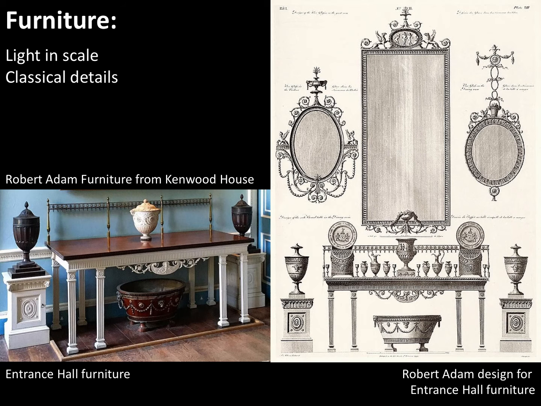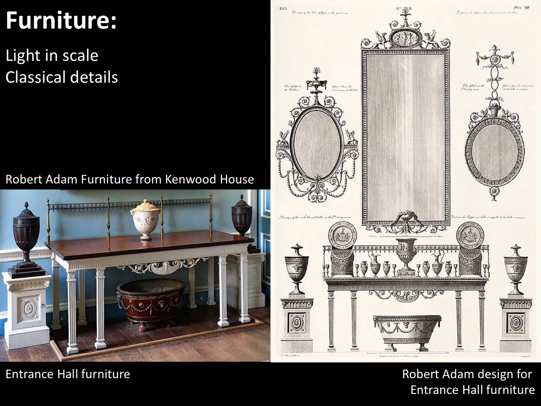And I can definitely say that the furniture tends to be light in scale and to include classical details. Sounds familiar, right? Remember, we're talking about buildings that are fully integrated. The exterior and the interior and the furniture is all designed to work together as a unit. Remember that first building I showed you, that Adam house, that Kenwood House? Here is the furniture from the front hallway.